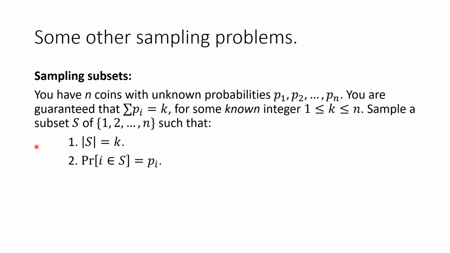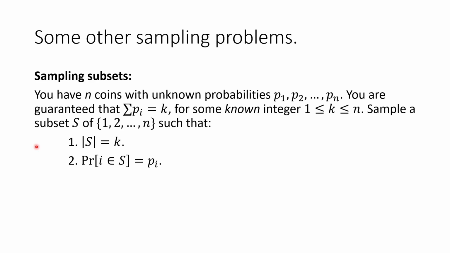So let me tell you some other sampling problems, some other problems about coins. The first problem is sampling subsets. These will all be similar to Bernoulli factories, but instead of having just one coin with unknown probability p, I'll give you several coins with unknown probabilities. So in this problem, you have n coins with some unknown probabilities p1, p2 through pn. You're guaranteed that the sum of the pi's is equal to k, for some integer k that you know, say like 5 or something. And your goal is to sample a subset of the integers from 1 through n that has size exactly k, so that the probability you include i in your set is exactly p sub i.